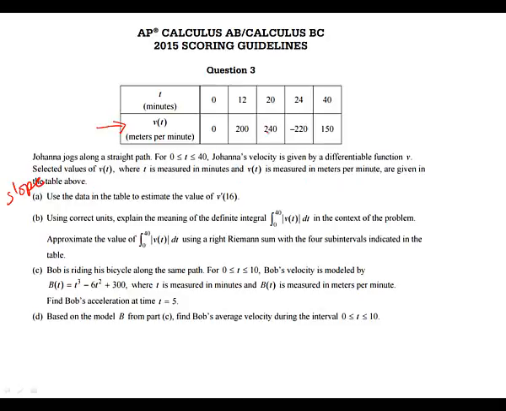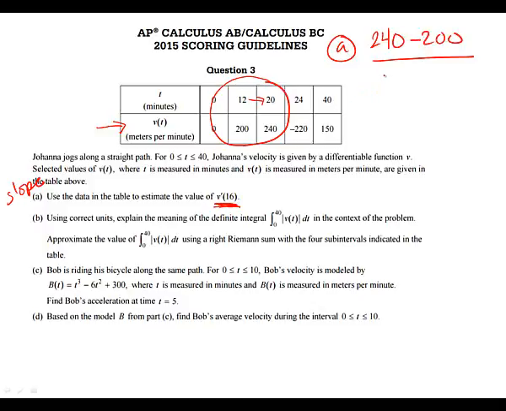Okay, so they gave us some data in the table. Use the data in the table to estimate v prime of 16. So all we're going to do is find the slope. So you find the numbers that surround 16. See these x values? 16 would be between them, right? And we're going to calculate the slope of the line. Okay? So what are your y values? 200 and 240. So I'm going to go 240 minus 200.